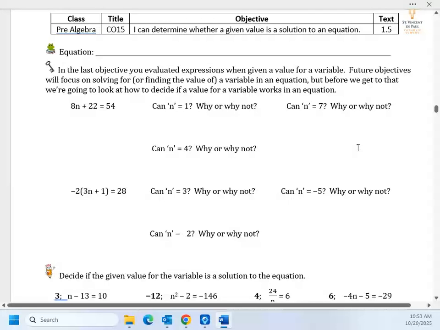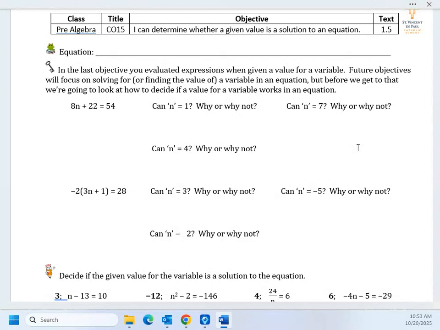Good morning. Today we are doing CO15. I can determine whether a given value is a solution to an equation. We're starting to get into the more complicated sounding objectives, but as we break stuff down, it's not as complicated as we think. So really pay attention so we can understand what these terms mean, so we can figure out our answers. So the first thing we have to know is, what is an equation?